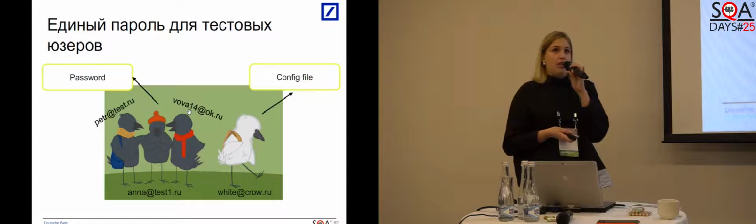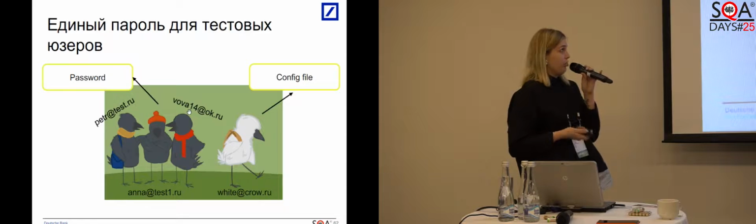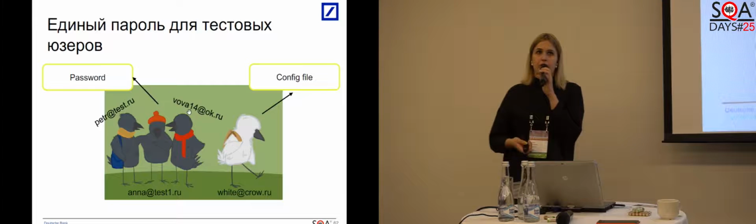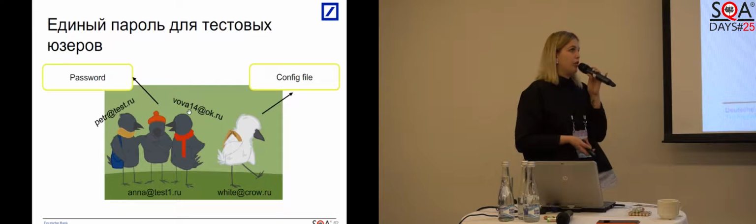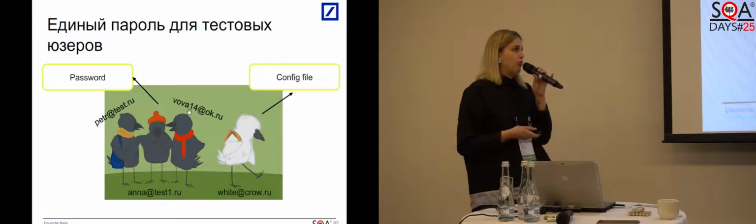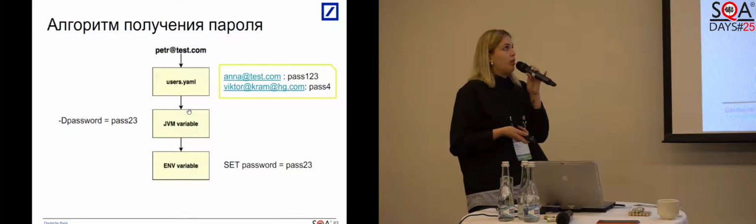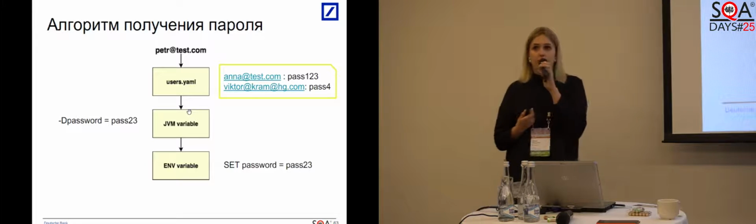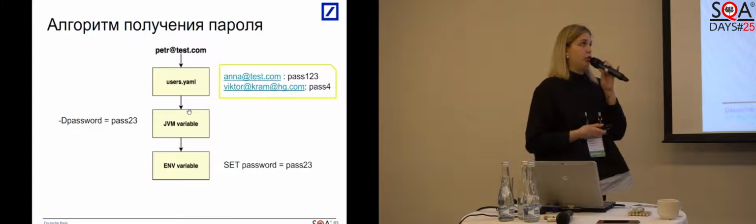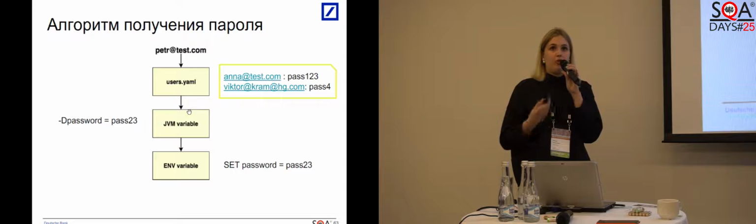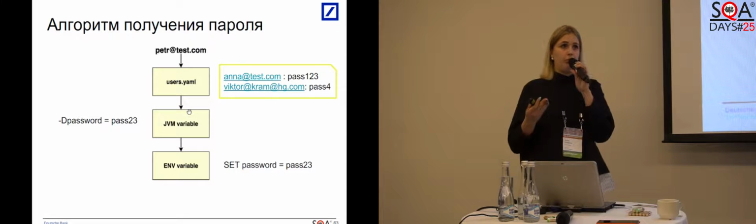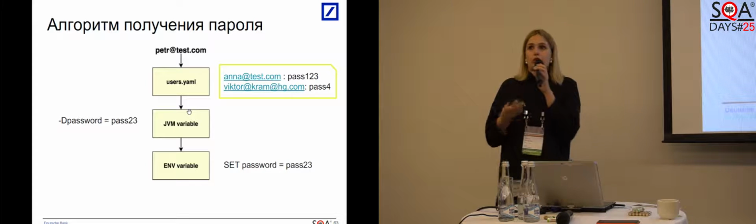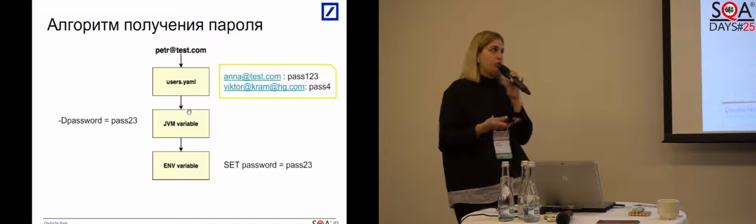Since in the majority of cases the password doesn't affect the tests, we set the same password for the majority of users. Of course, there are some emergency and specific situations. For them, we put the passwords in the integration files. Anyway, the algorithm of the password looks like this. First, we check whether we have our current user. Then we check the JVM variable, in other words, the command line. And if the password is not there, we look at the global variable.